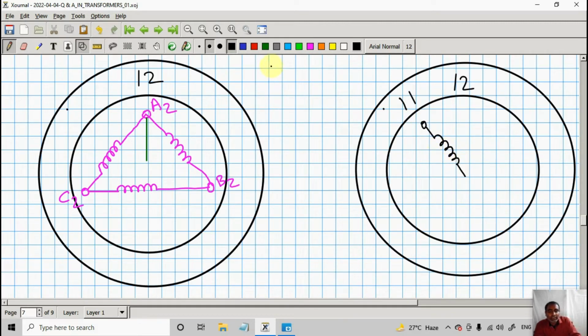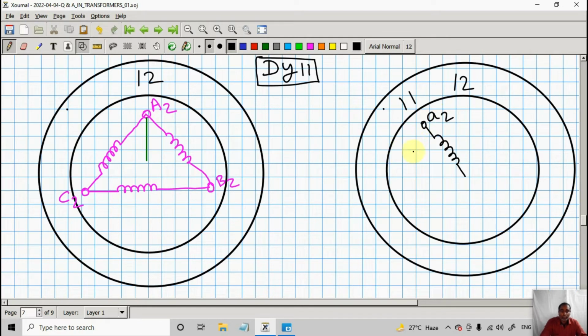And yes, let me write what we are doing. We are drawing the phasor group connection for DY11 like this. So obviously there will be three windings. It is star connected. Now we are saying that terminal A2 is pointing towards 11.